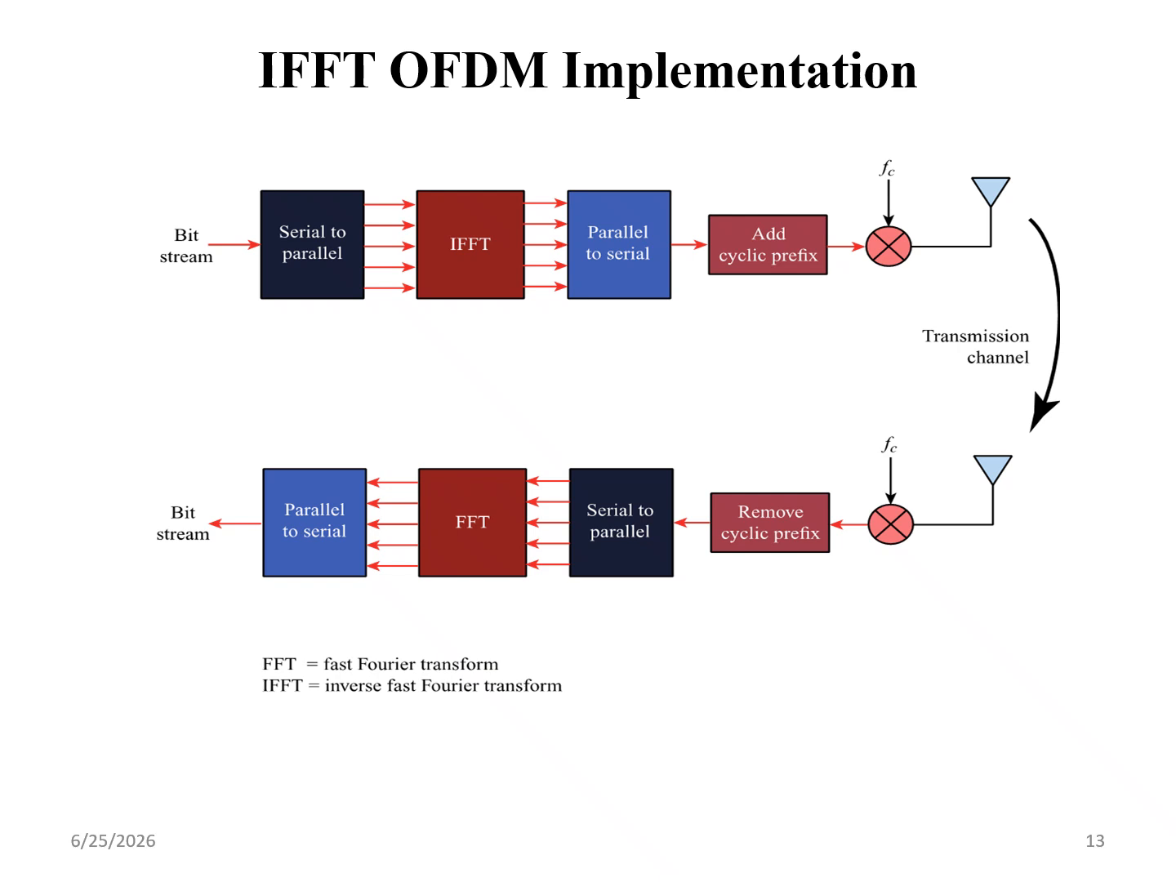Serial to parallel, IFFT algorithm, parallel to serial, adding cyclic prefix, then ADC, transmission, receiver side, DAC, digital to analog, removing the cyclic prefix, serial to parallel, FFT algorithm, then parallel to serial. Right.